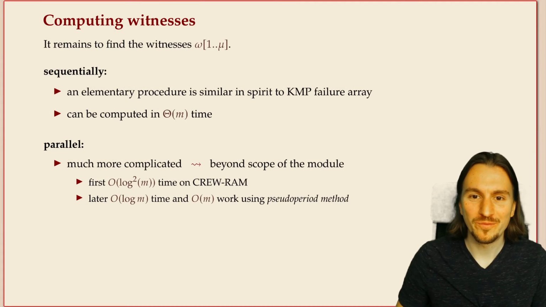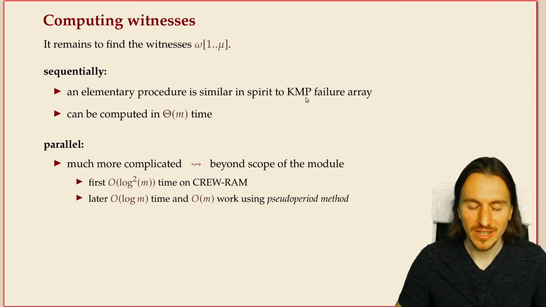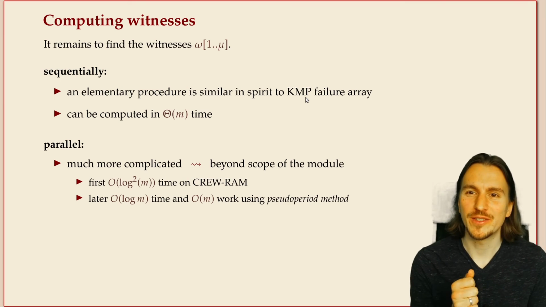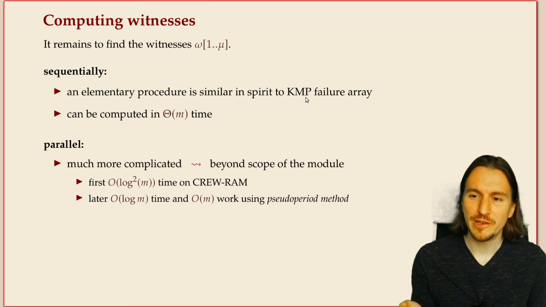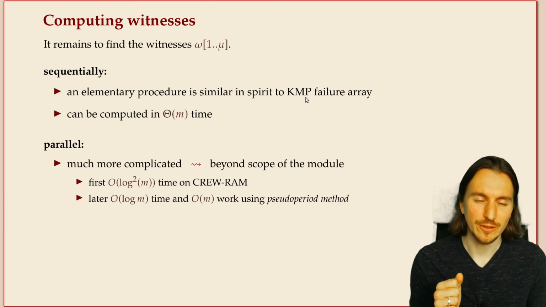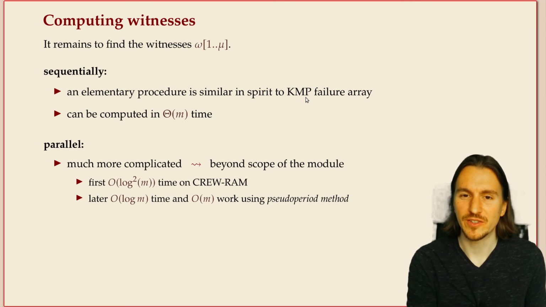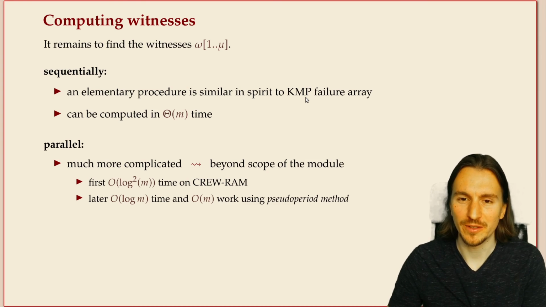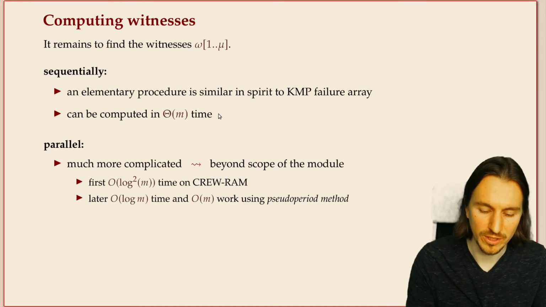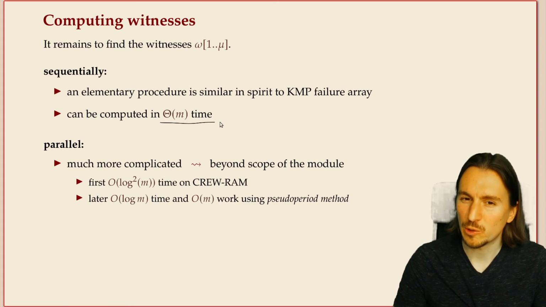If we do this sequentially, you can do something similar to the KMP failure array. And maybe this is not very surprising if you think about it. We've already noticed this very, very close relation between periods and the KMP failure function. Now, the only thing that you would need here is to find these witnesses. But modifying the KMP failure function algorithm a little bit actually produces these witnesses. So you can do this in the optimal sequential time.